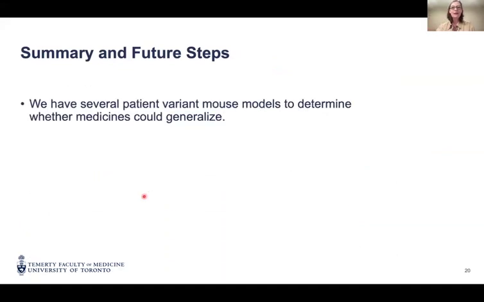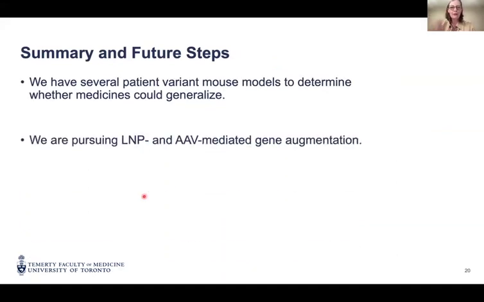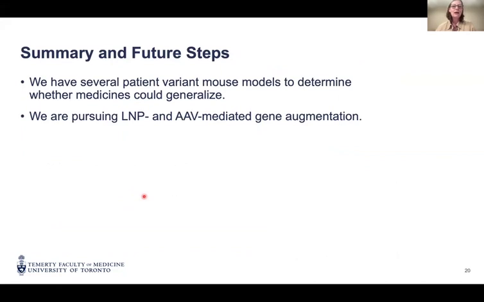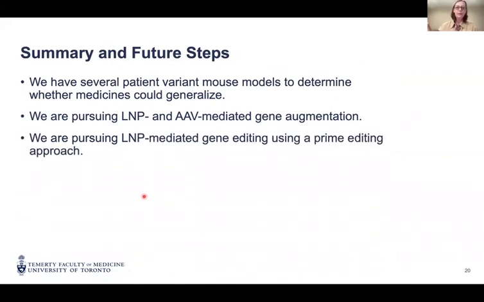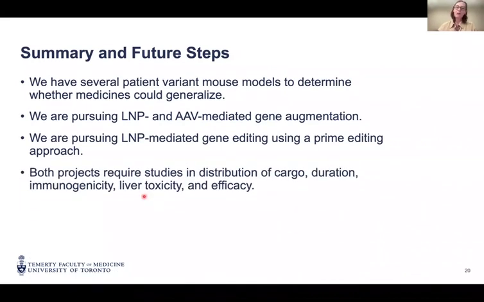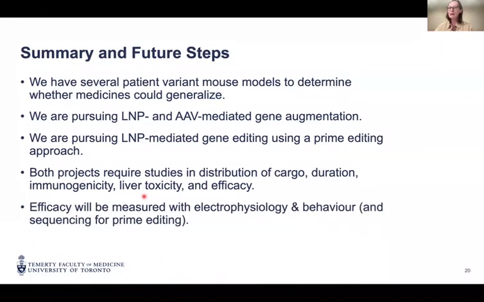Just to summarize, we have some patient variant mice. We're pursuing LNP and AAV. We're also going to try to do prime editing. It requires a lot of studies on where it's going in the body, how long it lasts, whether it causes immune activation or liver toxicity, and to measure efficacy, there's a lot of studies that need to be done.